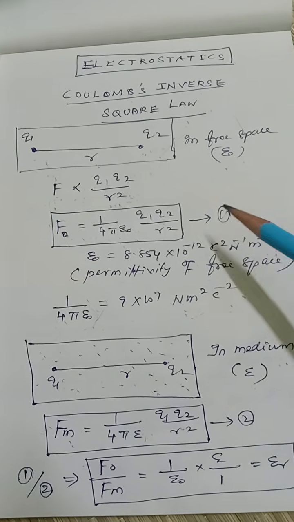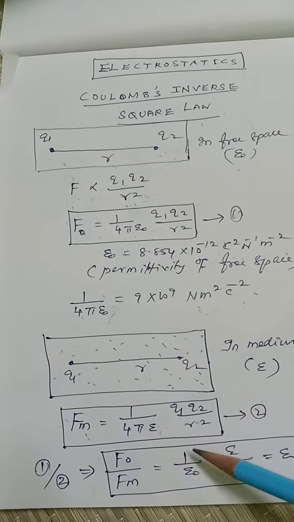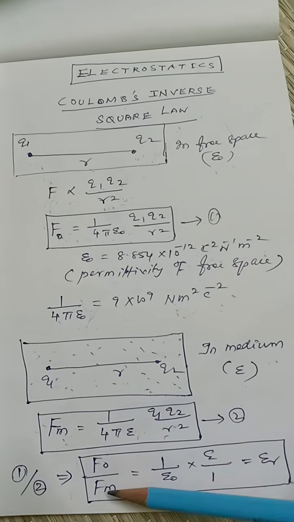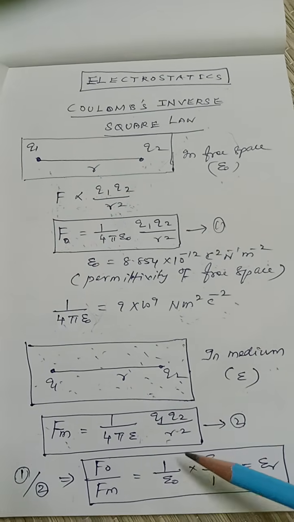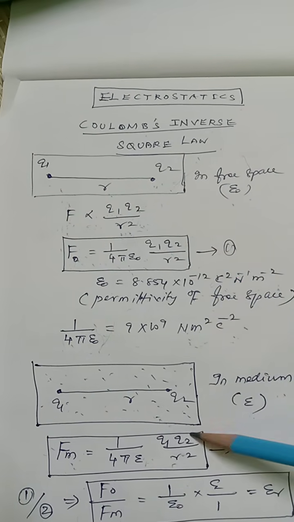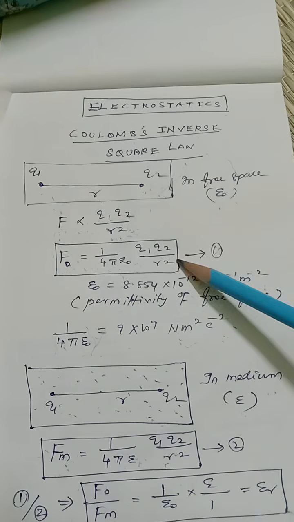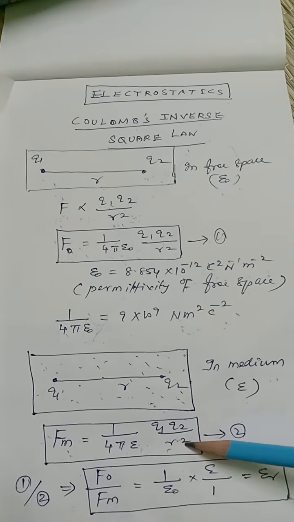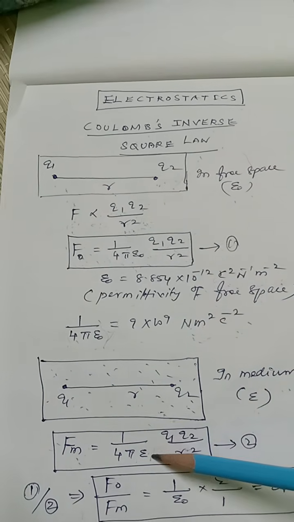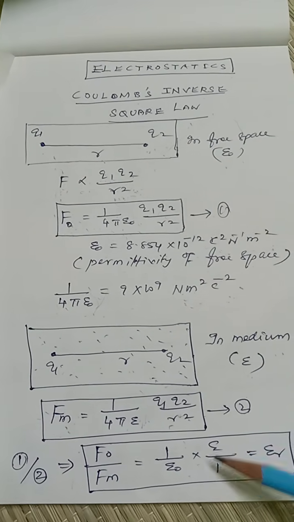Now just divide 1 by 2, that is, equation number 1 is divided by equation number 2. See, the left hand side is F naught in equation 1 and Fm in equation 2. So F naught by Fm is equal to what we get here. See, everything, that is Q1 Q2 by Q1 Q2, gets cancelled. 1 by 4 pi, 1 by 4 pi gets cancelled. If you divide, then r squared gets cancelled. So only we will have 1 by epsilon naught and 1 by epsilon. So if you divide 1 by 2, you will get 1 by epsilon naught into epsilon by 1.